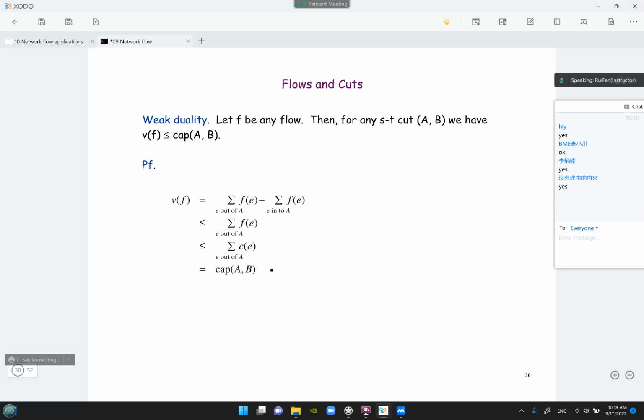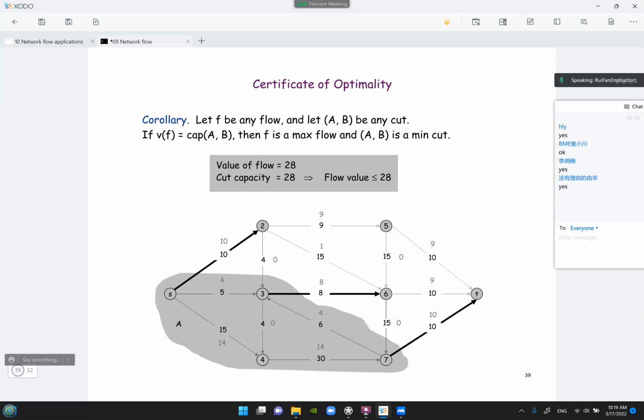Once we have this idea about cuts, we have an interesting relationship between flows and cuts. If you take a graph and any flow on that graph, and any cut, then it turns out that the flow is less than or equal to the capacity of the cut. This is called weak duality because it relates flows and cuts.